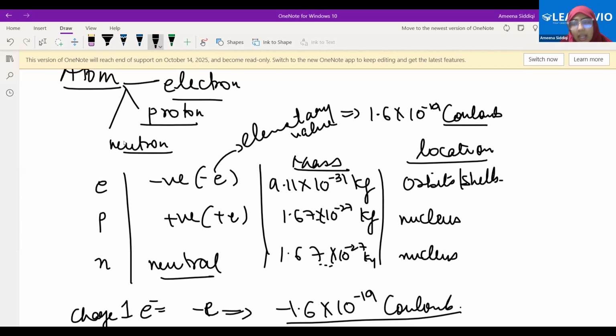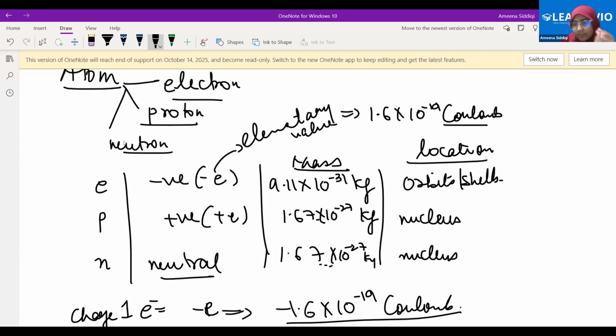neutron is neutral. That means it has no charge. Come on to the next property, that is mass. Electron, you can see, is really small in mass compared to the mass of the proton and the neutron, whereas the mass of the proton and the neutron are almost similar, right?